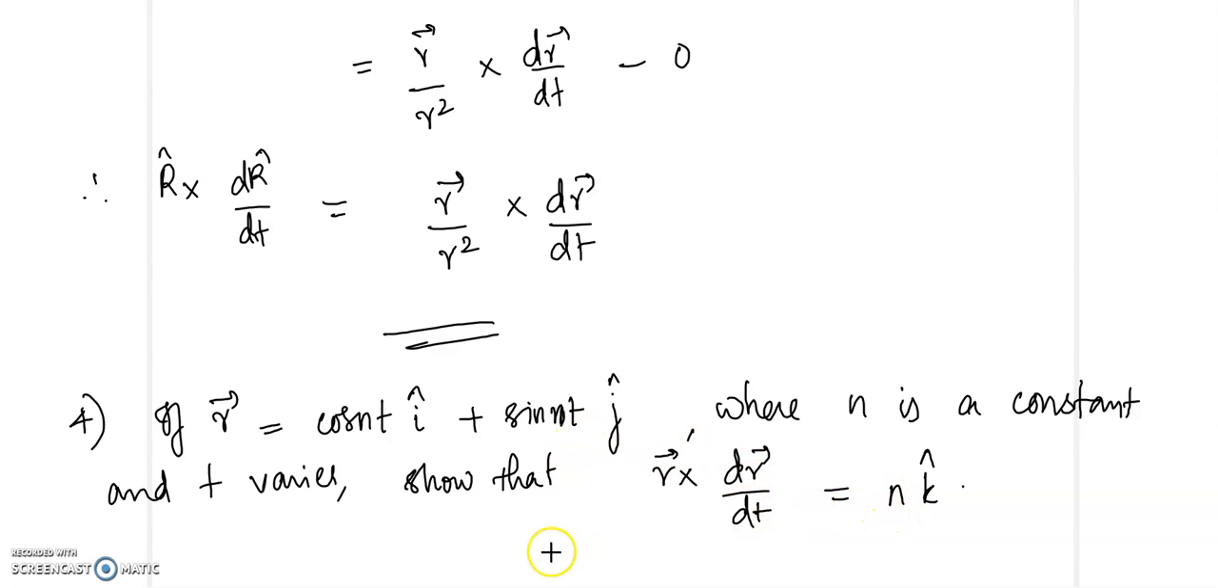So find dr by dt, and r is given to you. Take the cross product, and after taking the cross product, verify the result. So kindly work out this in your notebook.